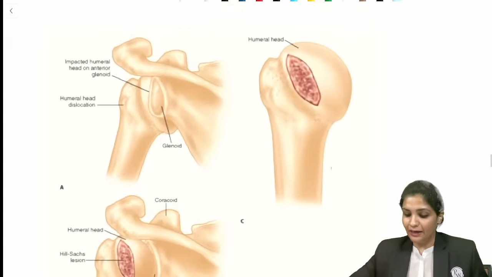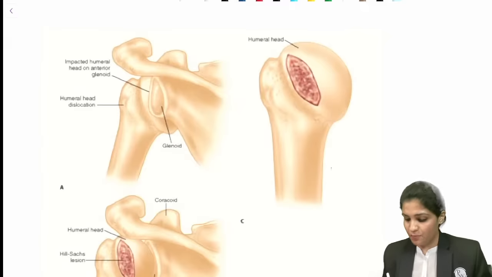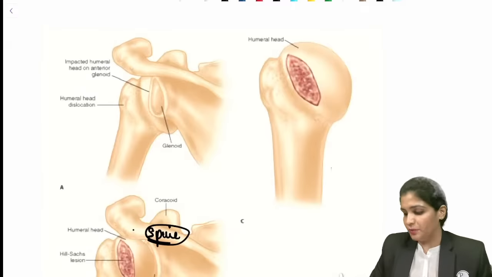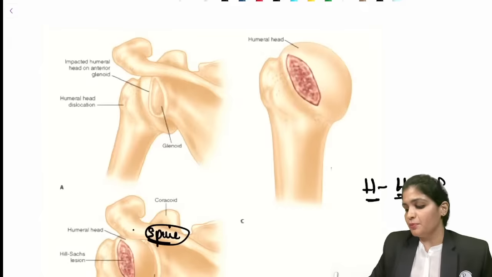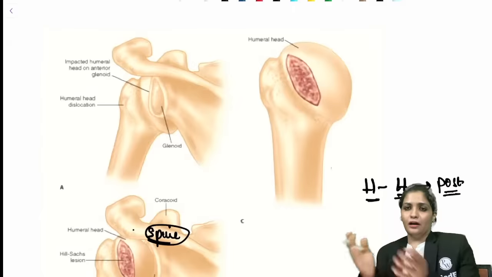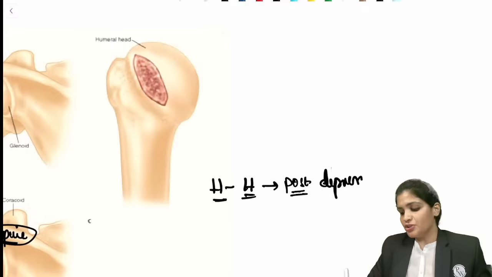So this is your humeral head, because of the constant rubbing of the glenoid labrum and the posterior surface of the humerus. And here this is your posterior. So this is the spine, hence it is the posterior aspect. And here you can see the lesion, that is the Hill Sachs lesion on the humeral head. So remember, H for H, Hill Sachs for humeral head, and it is posterior because in anterior dislocation, the posterior part is in contact with the glenoid. So there is a posterior depression or posterior erosion which is seen. So that is your Hill Sachs lesion.